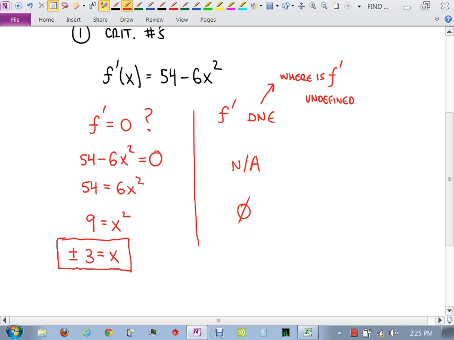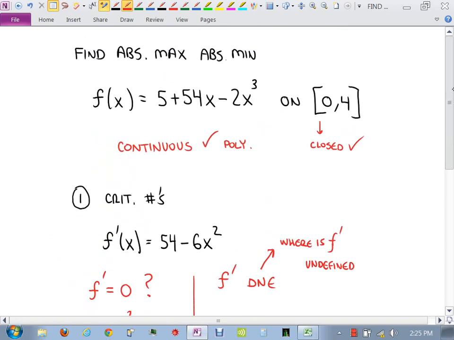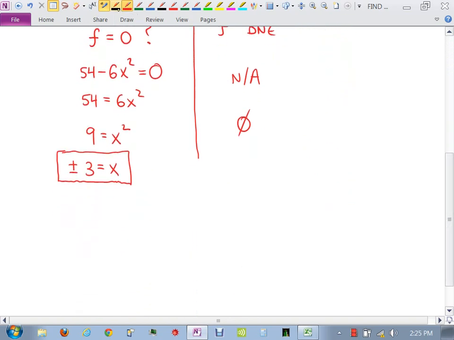I'm done with step 1. I have found the critical numbers. Well, no, I'm not done with step 1. I found the critical numbers. Now what do I need to do, according to my notes here? Evaluate the function at the critical numbers. So I'm going to go to the original function, f. I'm going to plug in 3, and then I'm going to plug in negative 3 into the function. Not into the derivative, right?